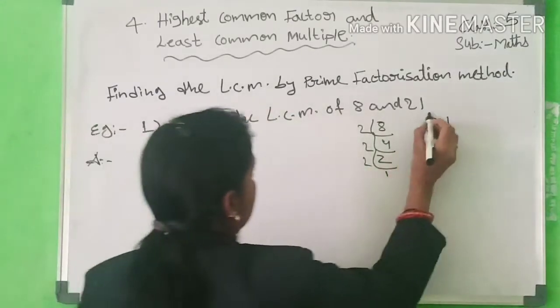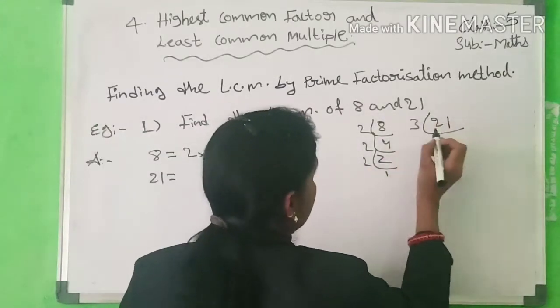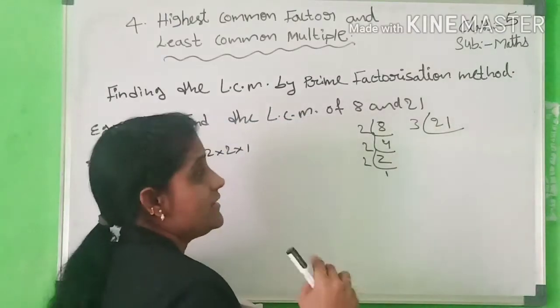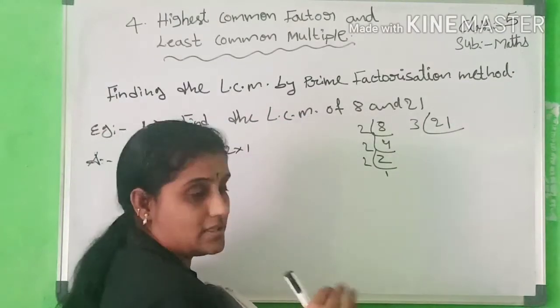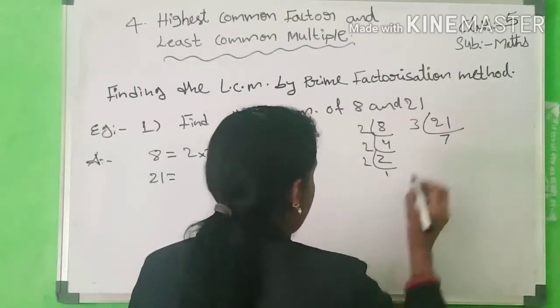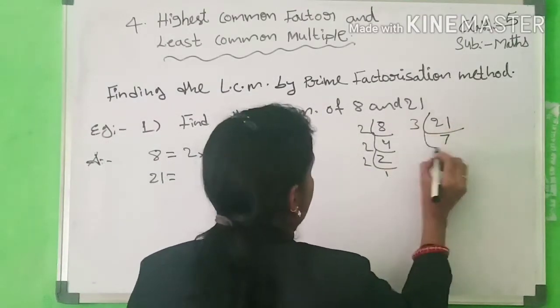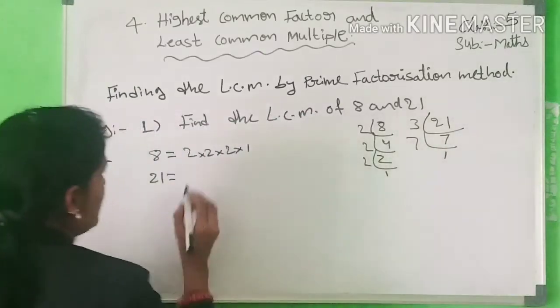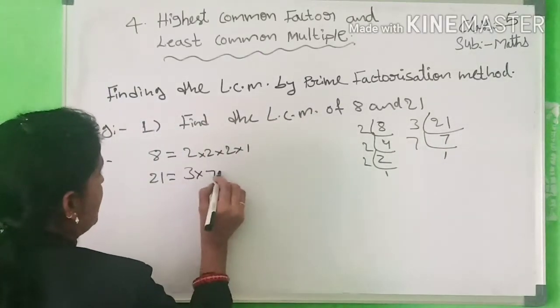Then find the prime factorization of 21. What are the prime factors of 21? 2 plus 1 is 3, so 21 is divisible by 3. Divide 21 by 3: 3 sevens are 21. Next 7 ones are 7. You have to write here 3 into 7 into 1.